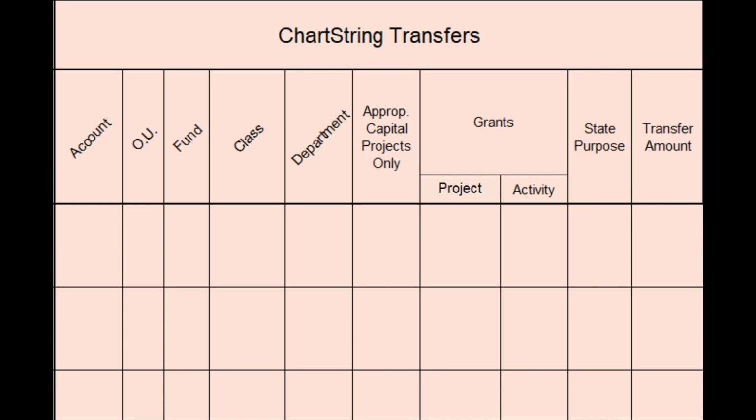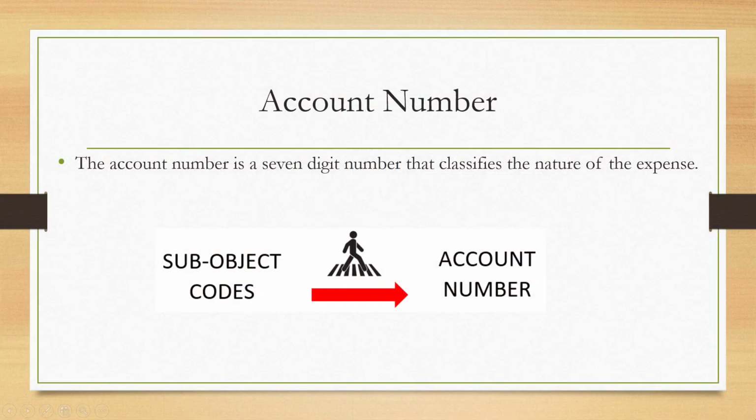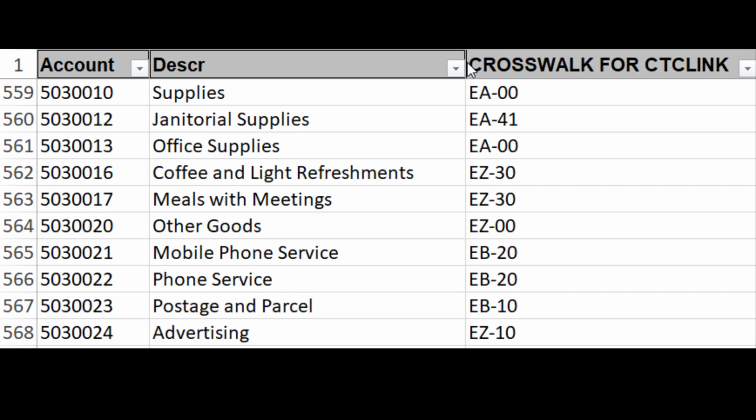So let's look at each chart field one by one. The account number is a 7-digit number that classifies the nature of an expense. What was known as the sub-object code in our legacy accounting system is now called an account number. For example, what was known as EA00 for general supplies and materials is now account number 5030010. A list of account numbers and how they crosswalk over from our legacy system sub-object codes can be found on the Procure to Pay webpage.